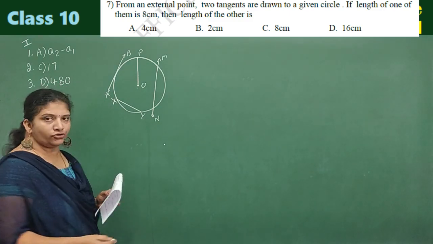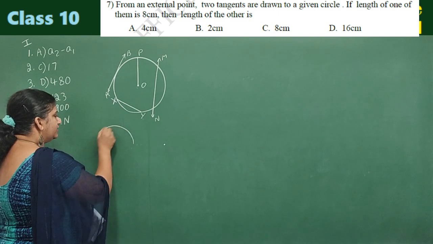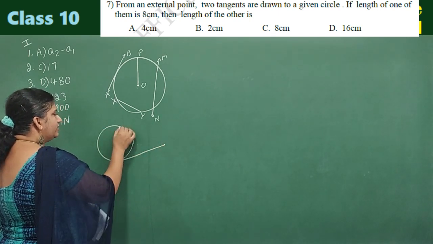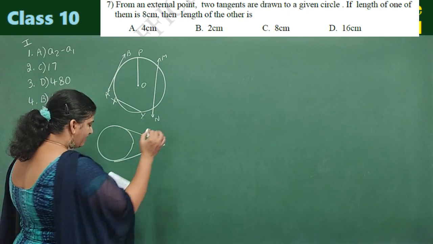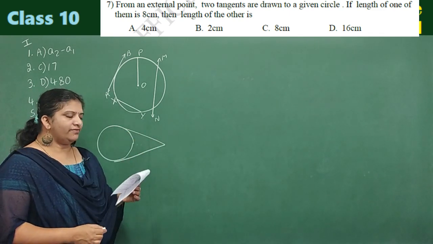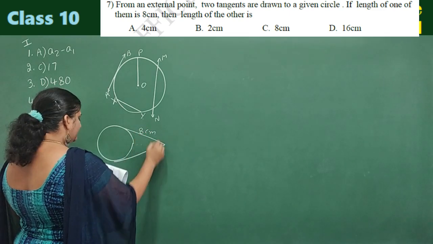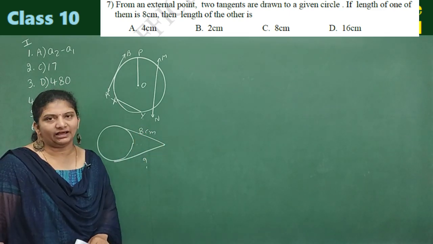Seventh one. From an external point, two tangents are drawn to a given circle. Let us take a circle. This is the external point. Two tangents we have drawn. If the length of one of them is 8 centimeters, then what is the length of the other?